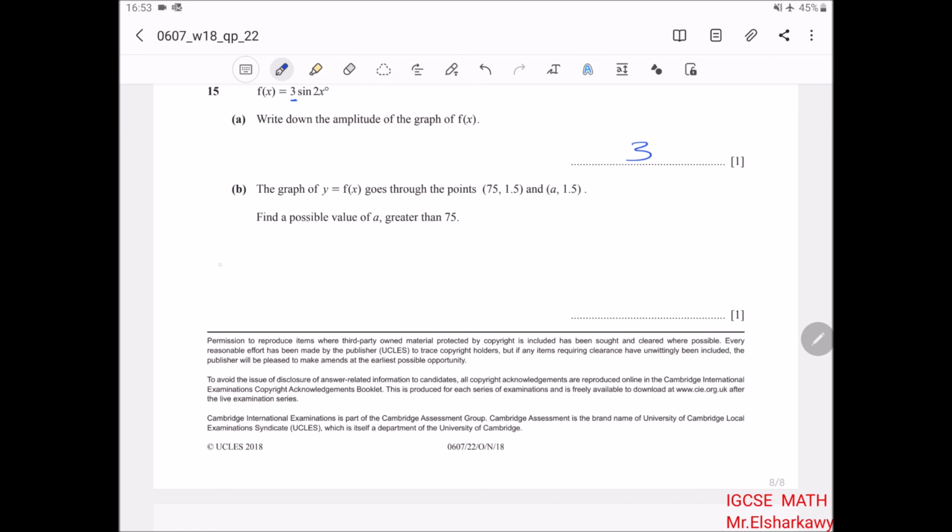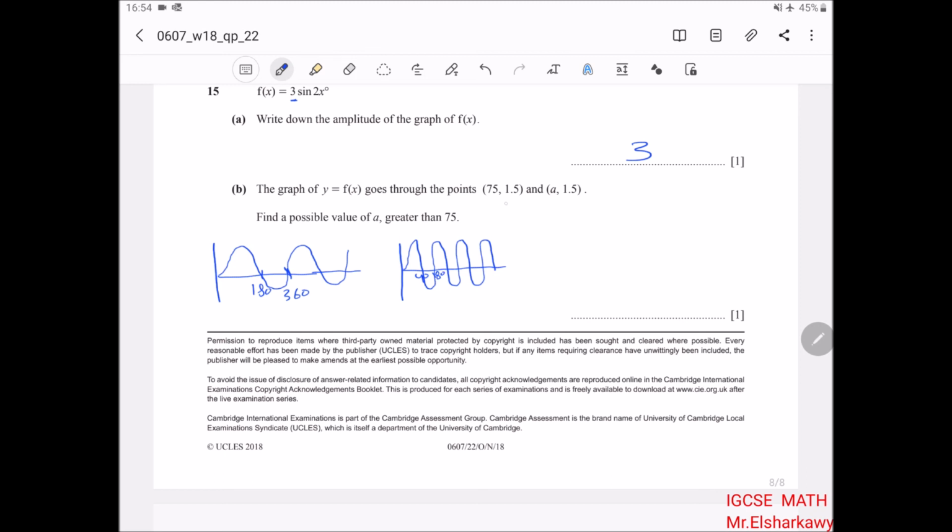If we look at the graph of the sine function, it keeps repeating itself. The usual sine of x will repeat itself every 360 degrees. So this is 360, this would be 180. But here we have sine 2x. So sine 2x is similar, but it repeats itself every 180 degrees. So it would be something like this. This would be 90 and 180.